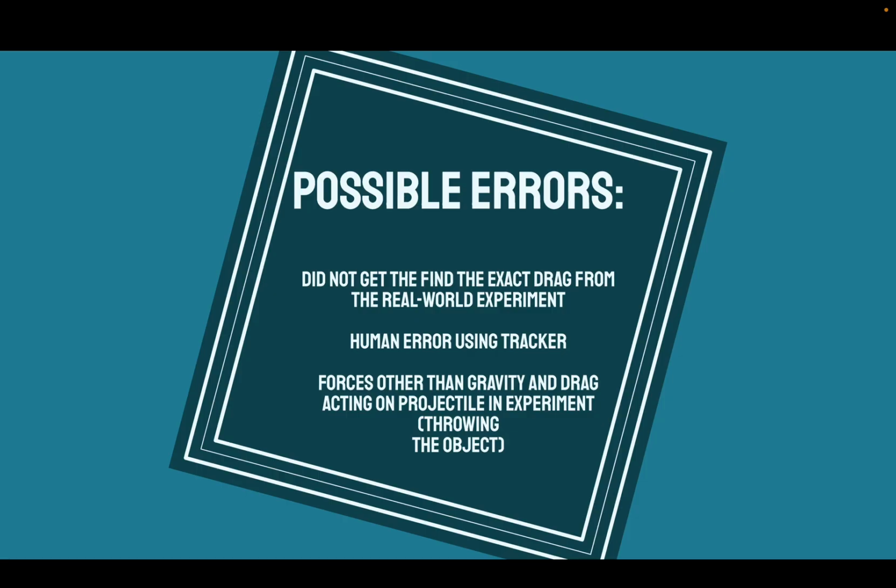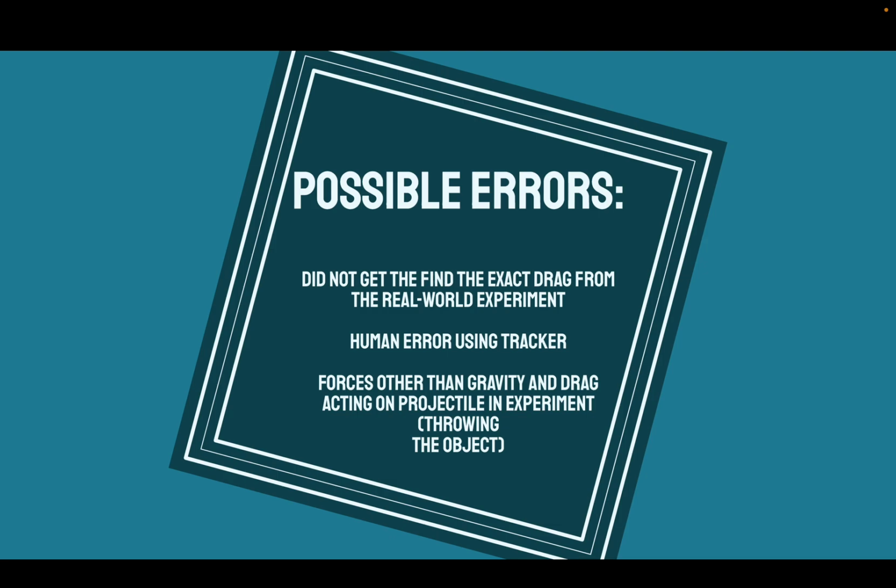So now some possible errors that could have happened that resulted in the lines not being the exact same. One of these errors could be that I did not find the exact drag from the real-world experiment. I kind of just used a guess and check model until it looked similar, so there's probably a more accurate way to do that. There could also be some human error using Tracker.